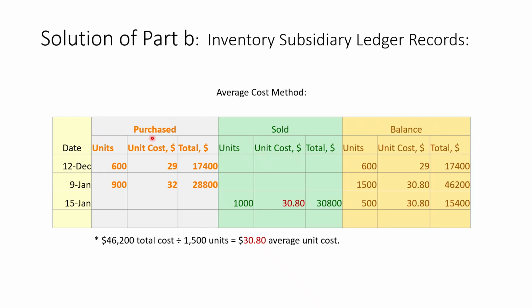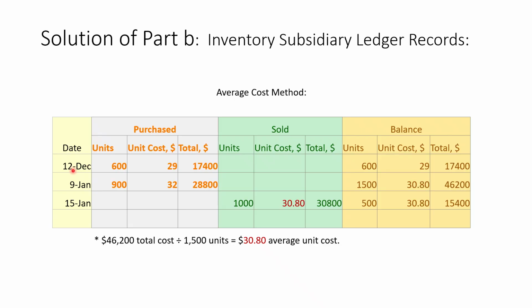So the main three columns are purchased, sold and balance. Three main columns: purchased, sold and balance. The first column is about the date, and under purchased there will be three sub columns, which will be the same under sold and under balance. First is units, unit cost, and the total, you can say total cost in dollars. Units, unit cost, total, units, unit cost, and the total in dollars.